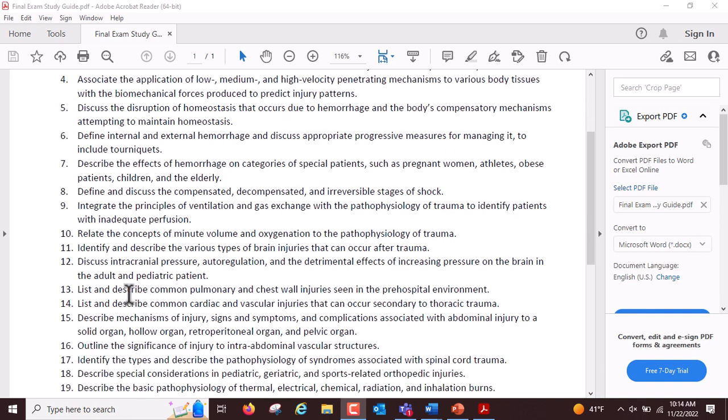Let's describe common pulmonary and chest wall injuries seen in the pre-hospital environment. Next, signs and symptoms and treatment of tension pneumothorax. Primarily, the treatment for a tension pneumo at this point is going to be what? Needle decompression. Okay. Again, we'll talk about finger thoracotomy a little bit later on in the summer, and then that will be added to your repertoire.